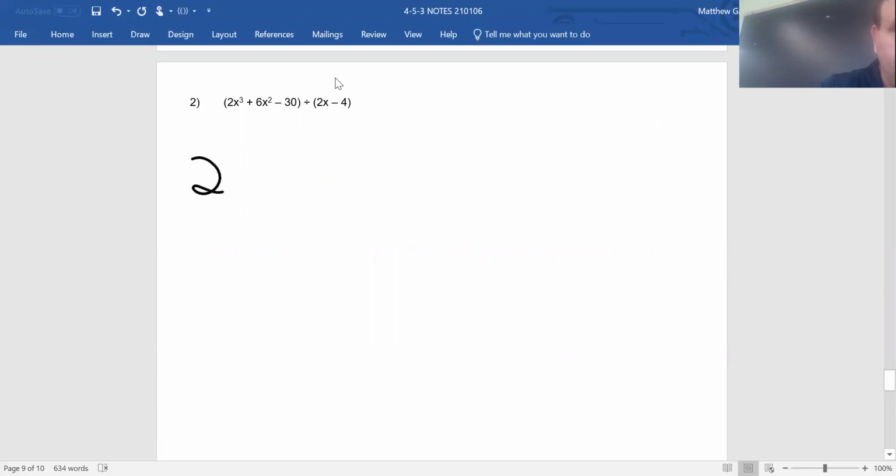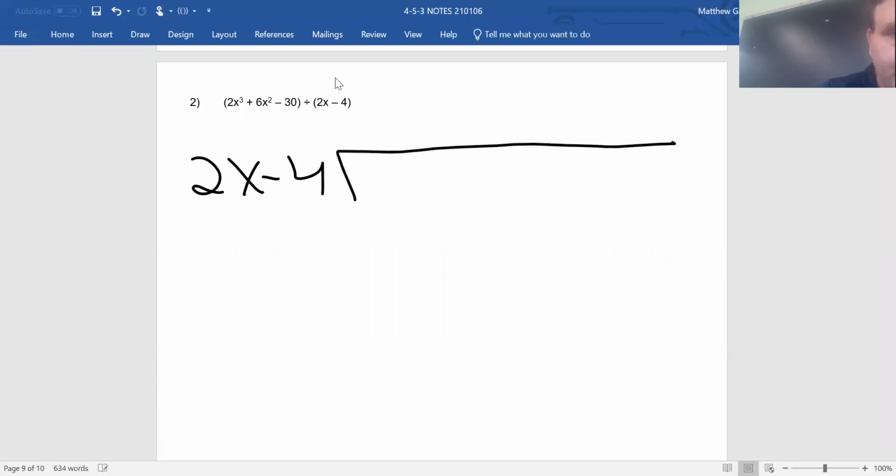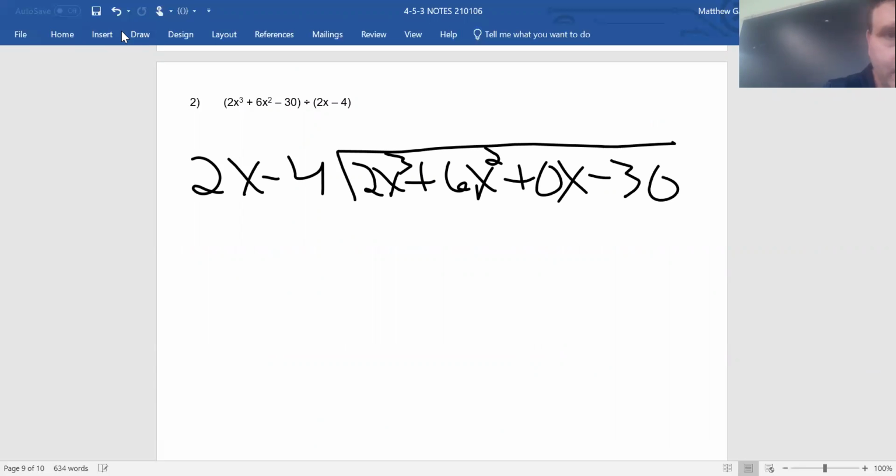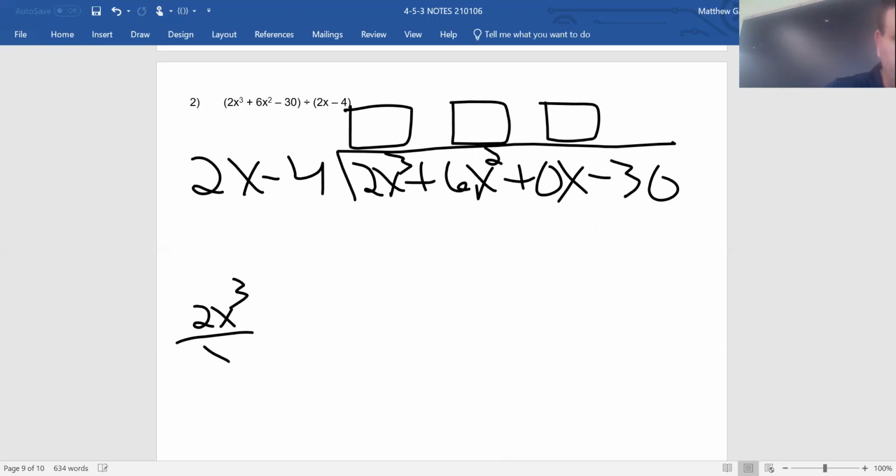So here we've got 2x minus 4, and we've got 2x cubed plus 6x squared. Now you notice here you go from 6x squared to minus 30. You need a 0x. This is where you need the placeholder. So we should end up with 3 terms again. I think this one has a remainder. So 2x cubed divided by 2x to the first power is x squared. That goes up top.